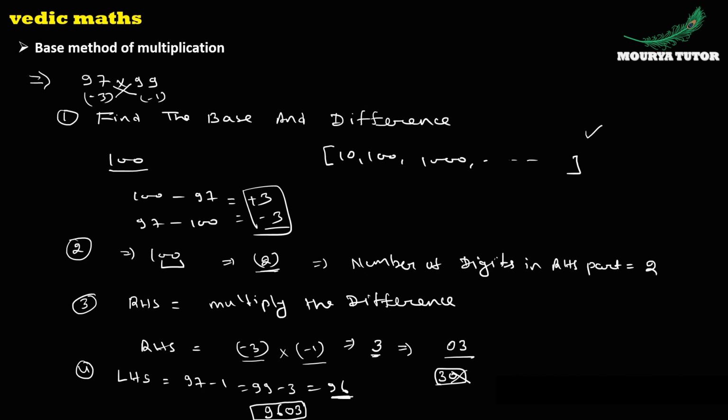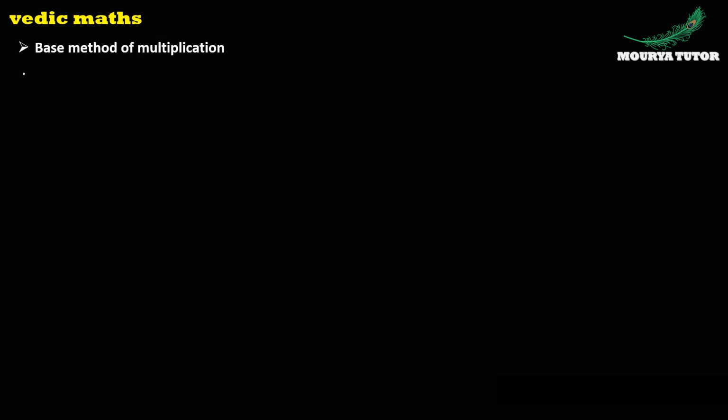Now let us understand with another example. Let's suppose you need to multiply 950 into 950. So how will you do it?